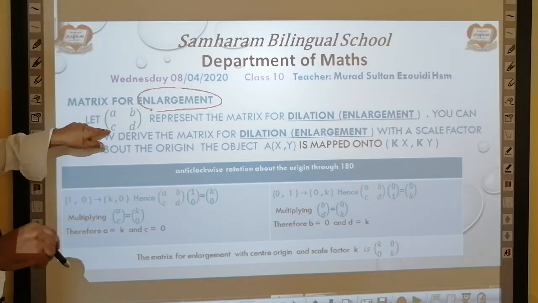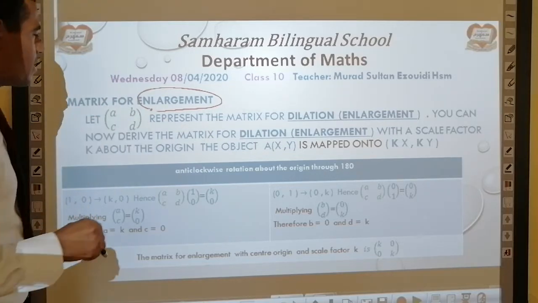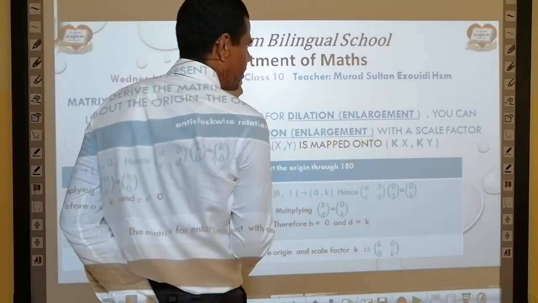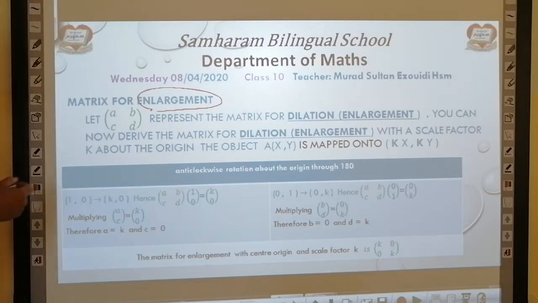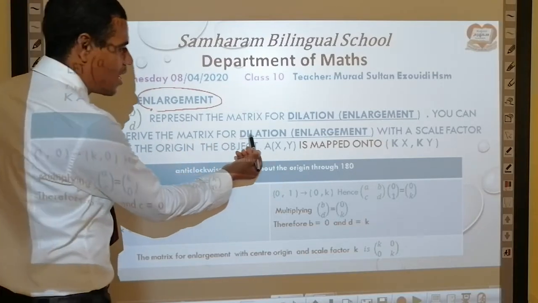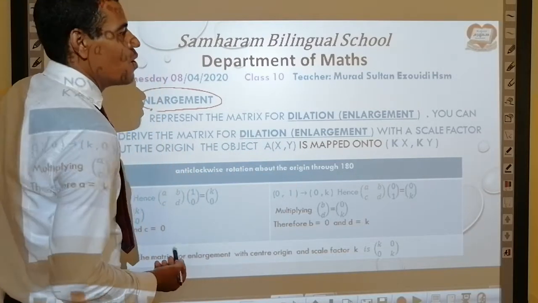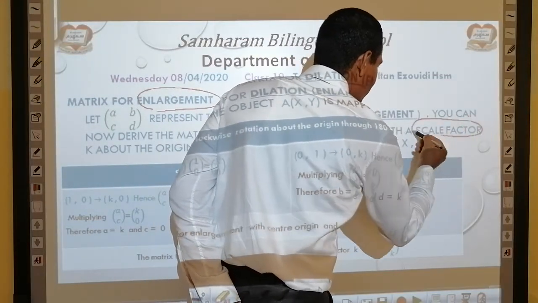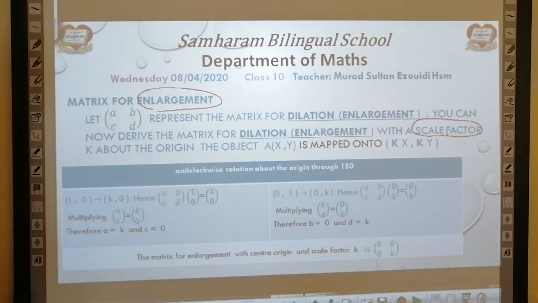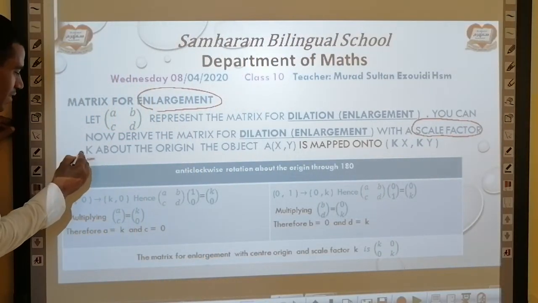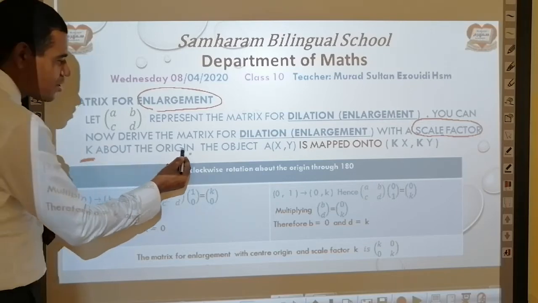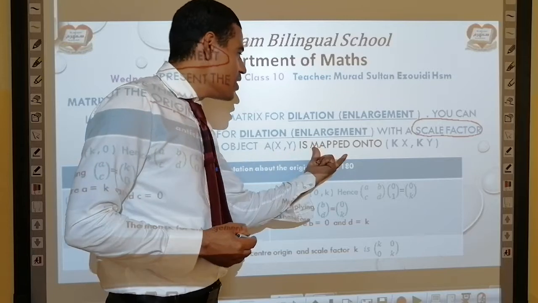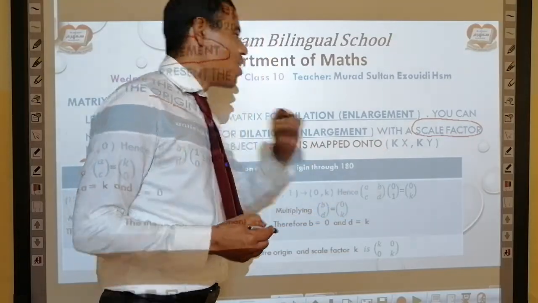Let A, B, C, D represent the matrix for dilation or enlargement. You can, my kids, now derive the matrix for dilation or enlargement with a scale factor. The scale factor is k, about the origin. The object A of coordinates (x, y) is mapped into (kx, ky).